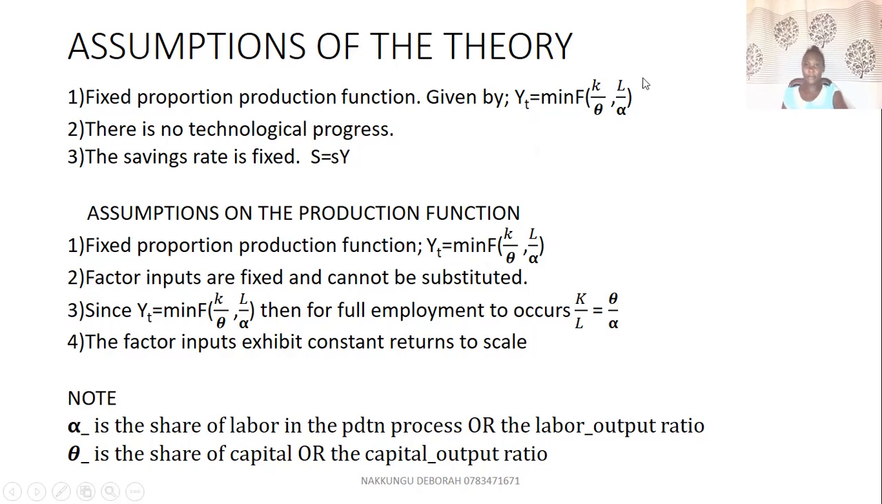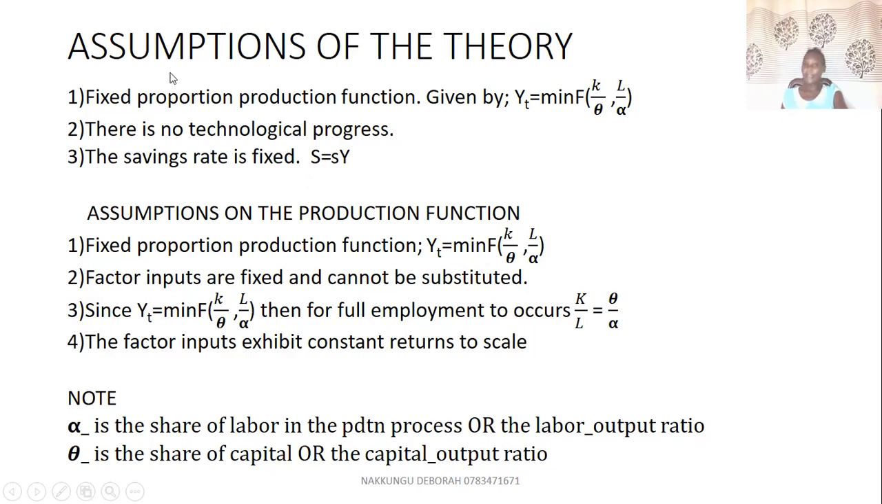Here we are looking at our factor inputs as capital and labor. We cannot substitute them. So the production function under the Harrod-Domar growth model is a fixed proportion production function, and that is the key assumption about this theory. The second assumption is that there is no technological progress. The savings rate is fixed, meaning that our savings are a fixed function of income, and this is the equation that I presented down here.